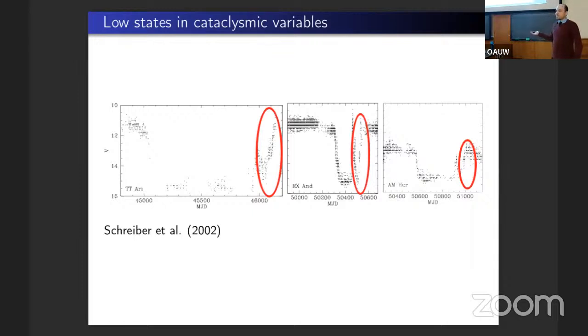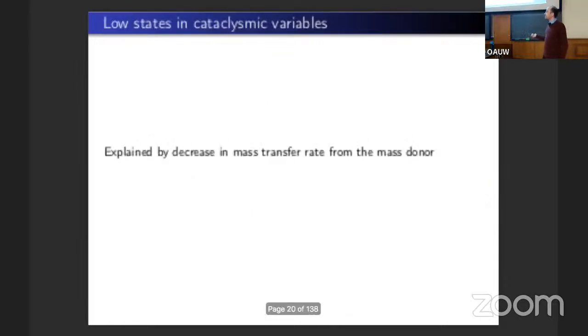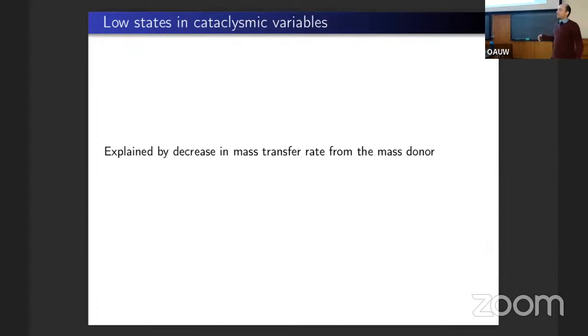This effect is well known and has been studied for many years. It was explained by a gradual decrease in the mass transfer rate from the mass donor, the main sequence star, to the white dwarf. So simply the main sequence star gives less mass to the white dwarf, so the magnitude drops. It's a very simple process, you would think.